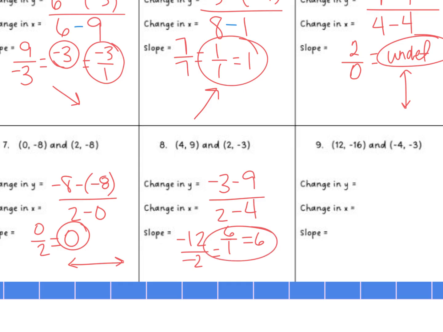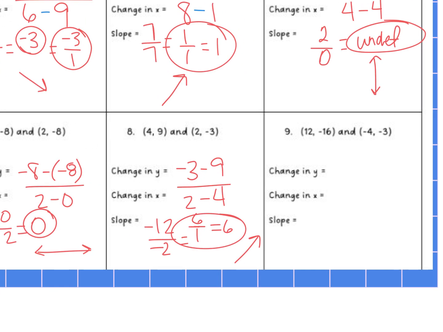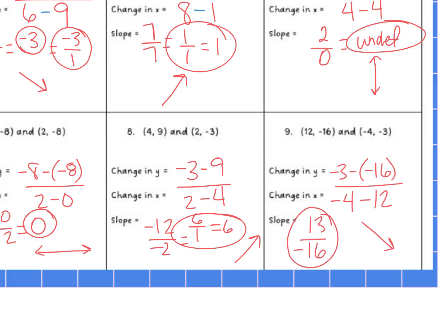What direction is this line? Positive. It's going up. And the last one, negative 3 minus a negative 16 over negative 4 minus 12 is, what is that, 13 over negative 16, and that does not simplify. That one is going down.